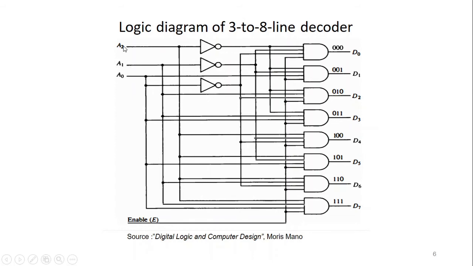If the input is 0, 0, 0, we will get the output of only this AND gate as high, and all other AND gates will have low output. If the input is 0, 0, 1, only this AND gate will have high output. That means only D1 is 1. Next, if it is 0, 1, 0, D2 has a high value and all the others, D0, D1, D3, D4, D5, D6 and D7, have low values, and so on.